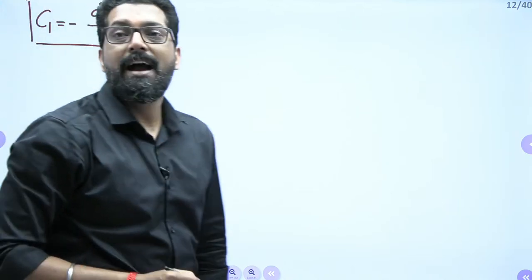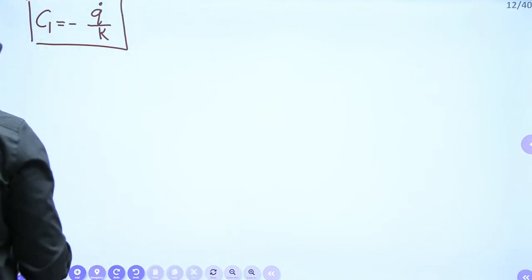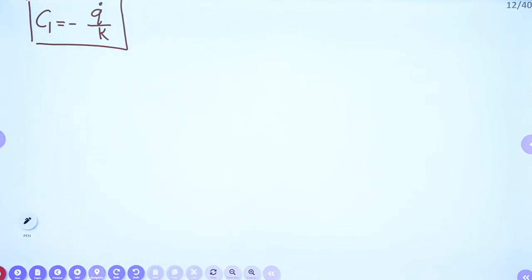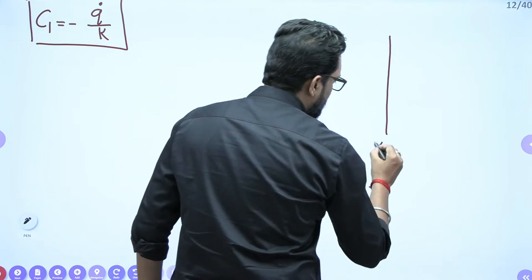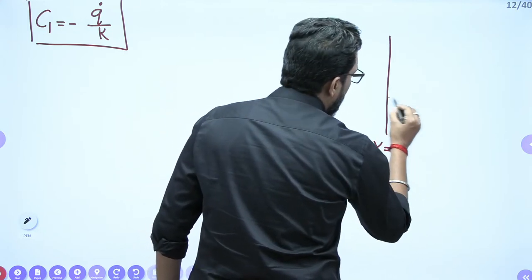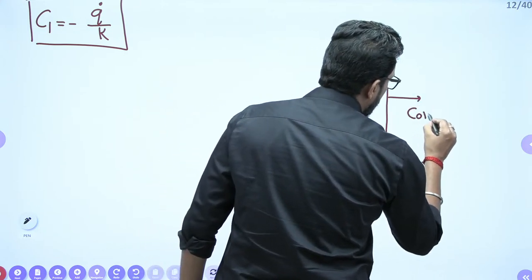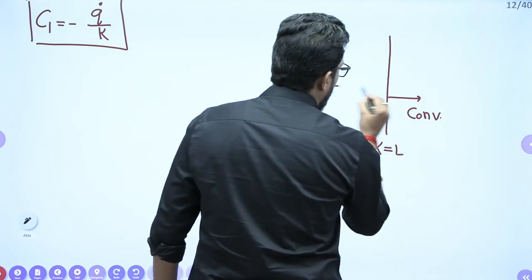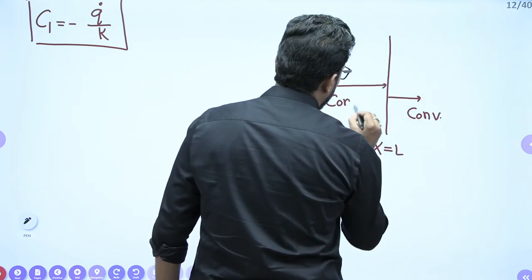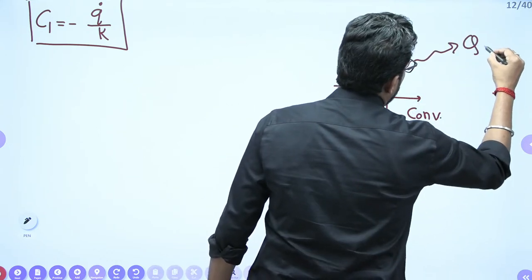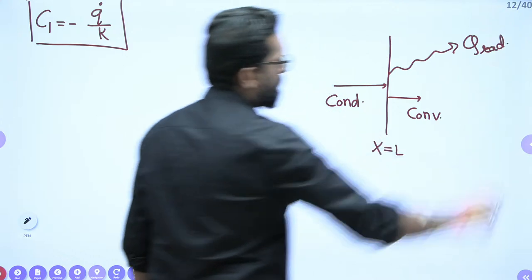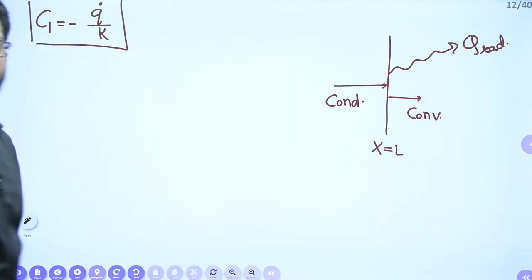Now you have to find the c2 value. What is your c2 value, beta? So apply the second boundary condition. See, at this surface, at x is equal to L, there is convection and there is radiation. Yes or not, beta?